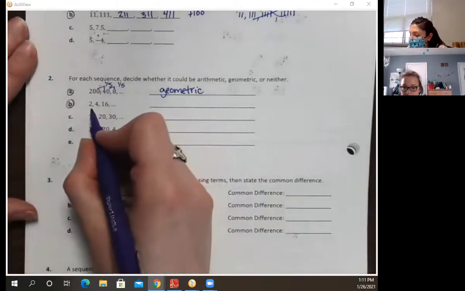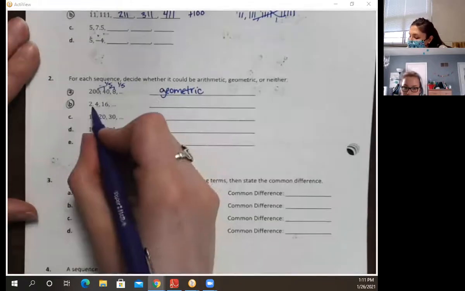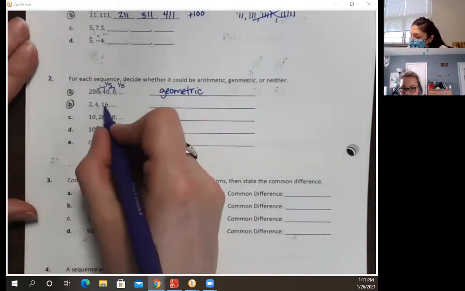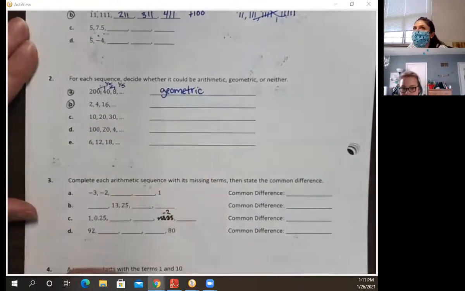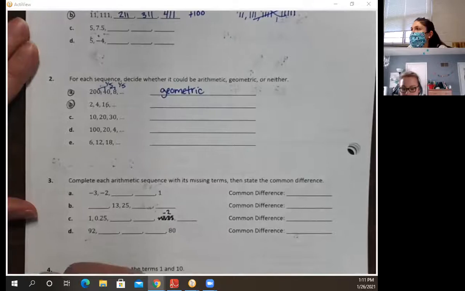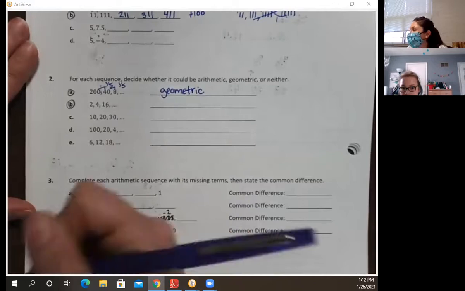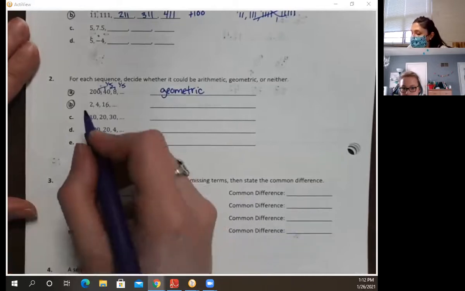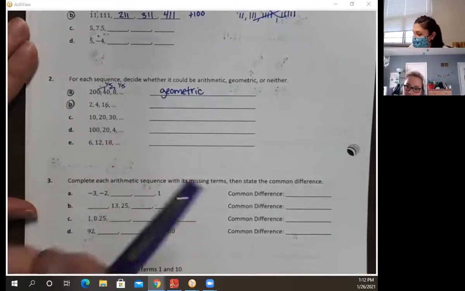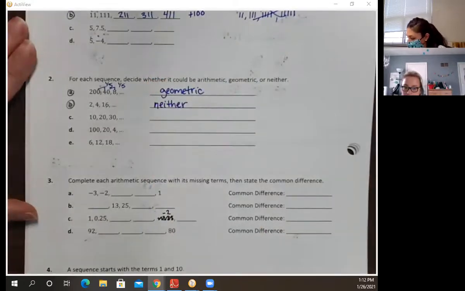Now, how about B? 2, 4, 16. Am I adding the same thing each time? No, I would add 2, and then I would have to add 12. Am I multiplying by the same thing each time? No, I would have to multiply by 2 and then multiply by 4. It looks like maybe my pattern is to square the previous number to get that next term. That's not geometric. If I have to change what I multiply by, it's not geometric. And we know it's not arithmetic because we're not adding the same thing each time. So this is neither. Neither for B.